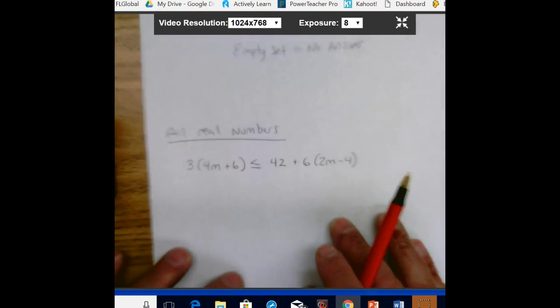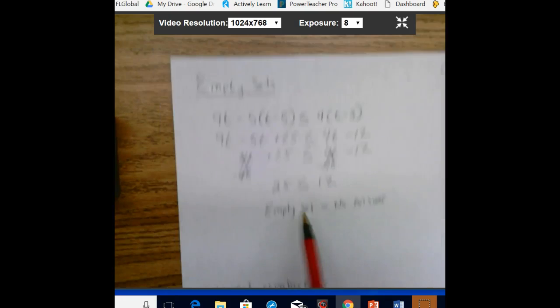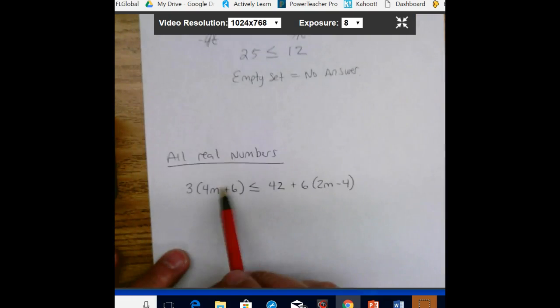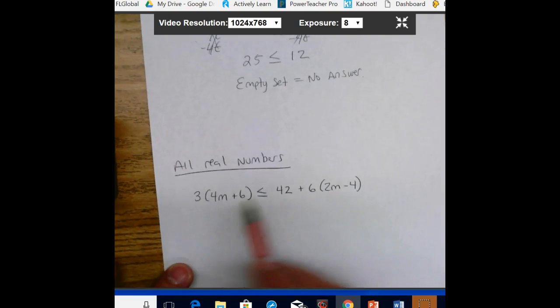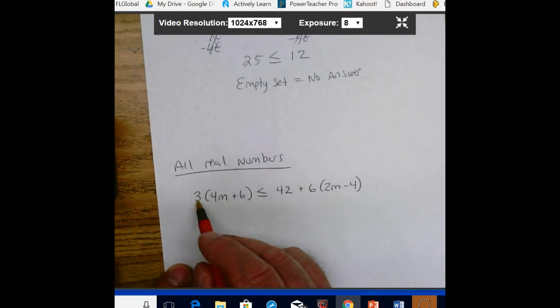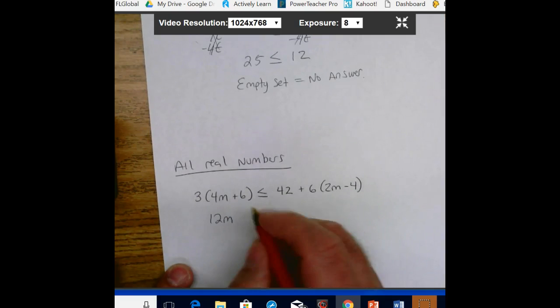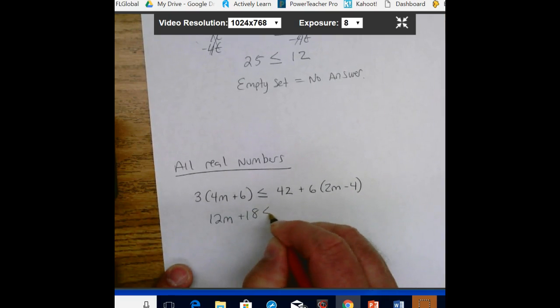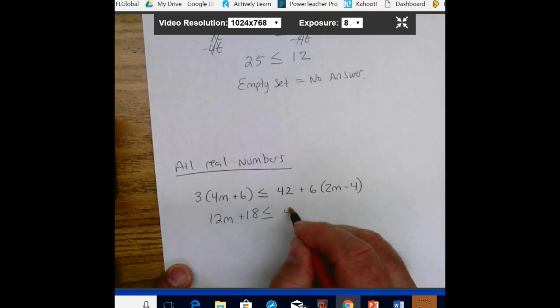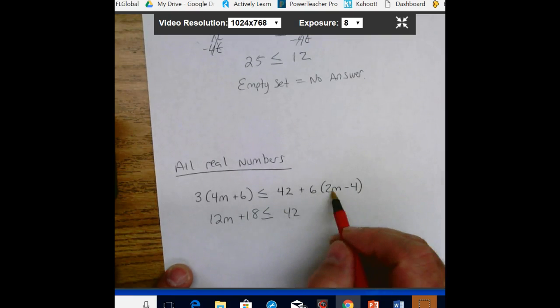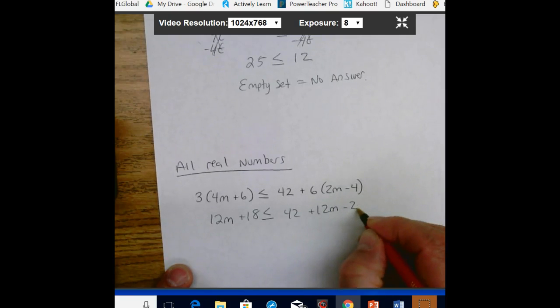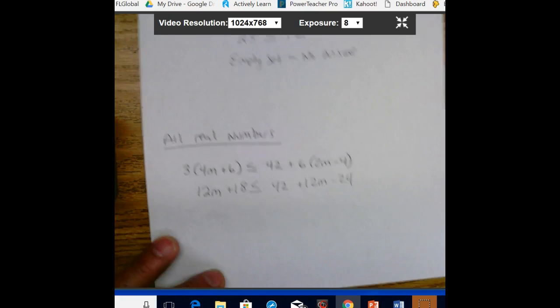So then if we look at another possibility, which is this one here, we'll see what happens here. So again, we have the distributive property. Let's undo that. 3 times 4m is going to be 12m. 3 times 6 is plus 18, less than or equal to 42, and we're going to be 6 times 2m is 12m, minus 24. Okay, got that.